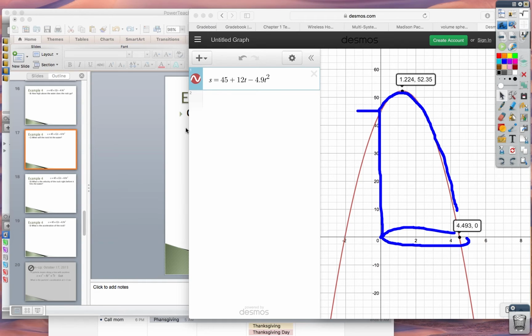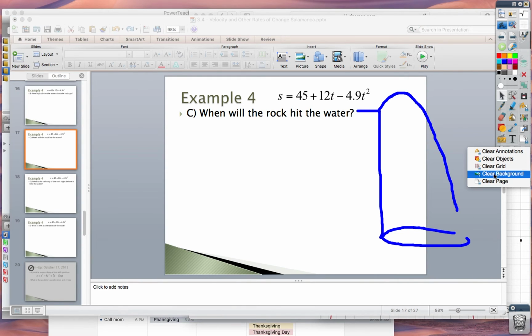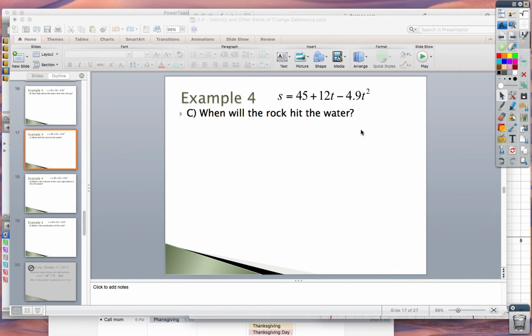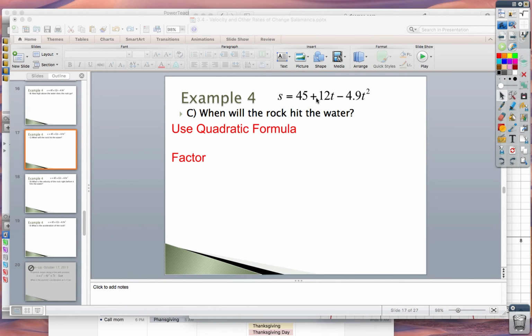So all those times in 8th grade when you guys were factoring and using zero product property, this is how it's used. We would factor this particular equation and find that at 4.493 seconds, that's how long it will take to hit the water. Now, I'm not going to do that part for you unless you ask me in class, but essentially you either use the quadratic formula, or you can factor this. Either way will work. I will say because the numbers are weird looking, I would probably just use quadratic formula.